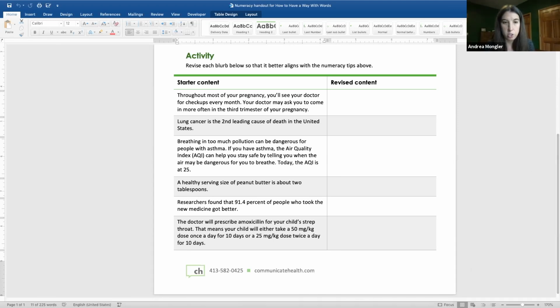All right, breathing in too much pollution can be dangerous for people with asthma. If you have asthma, the air quality index can help you stay safe by telling you when the air may be dangerous for you to breathe. Today, the AQI is at 25. So I'm curious to see what some of you might do for this. Air pollution, yeah, an AQI of blank is dangerous. Today's level is 25. I see people trying to put a range in there.